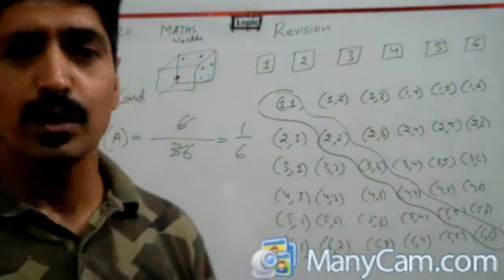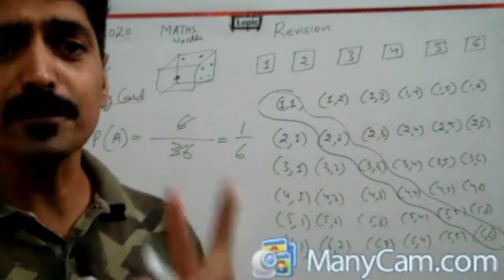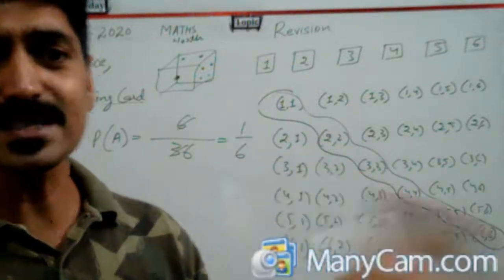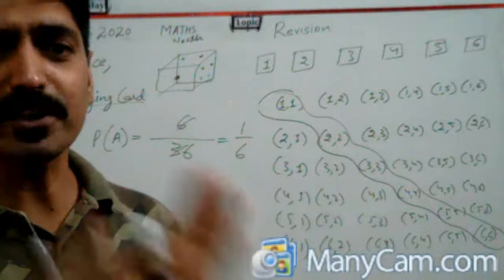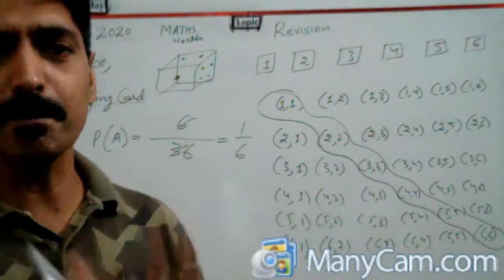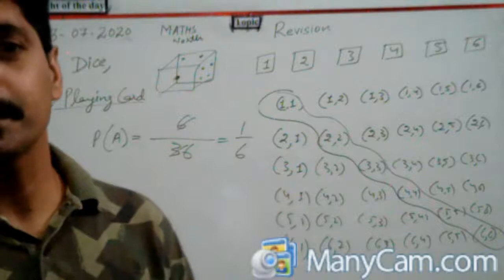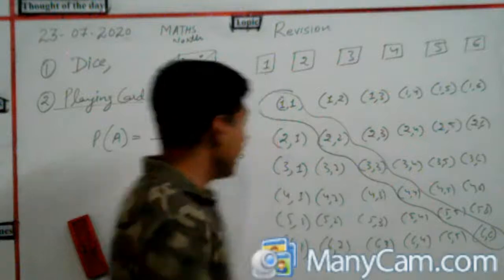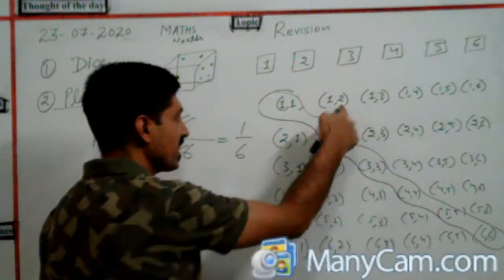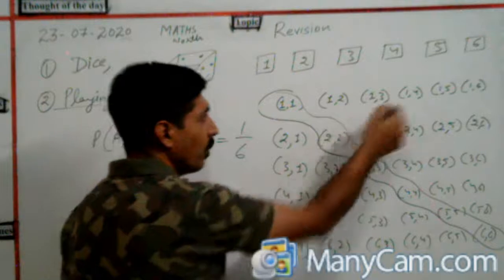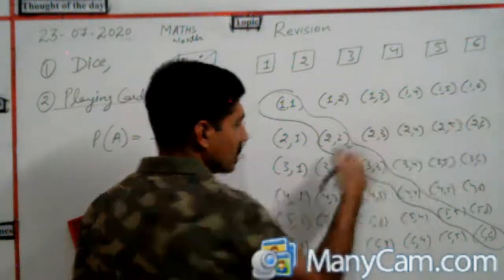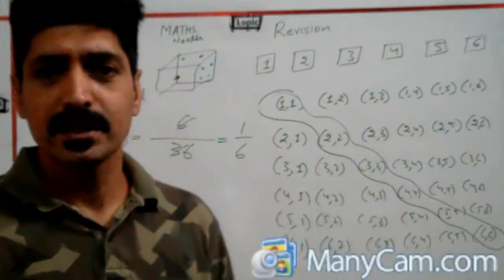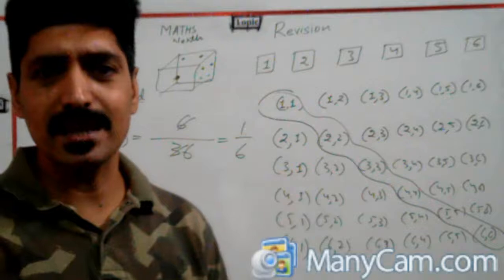They may ask what is the probability that the sum of the two numbers is less than 3, or greater than 3, or greater than or equal to 3. The maximum sum here is 12. Here 1, 2 is 3; 2, 1 is 3; then 4, 5, 6, 7, and so on. So you should know a few terminologies, and we will discuss them in detail with the questions.